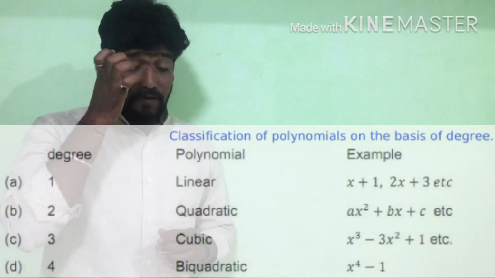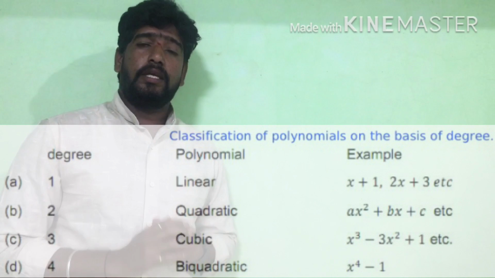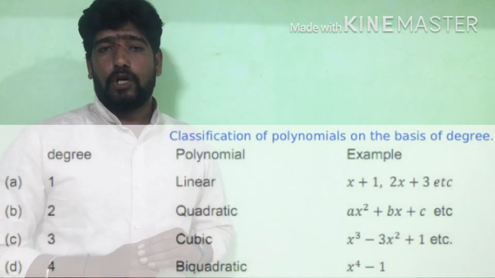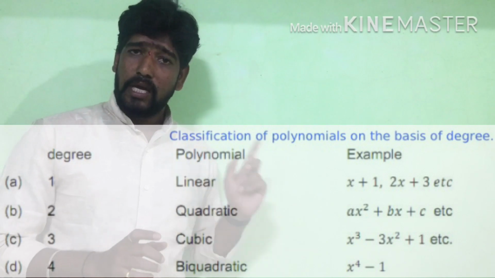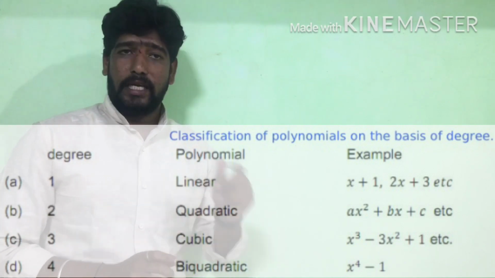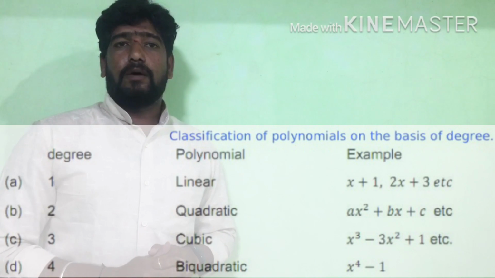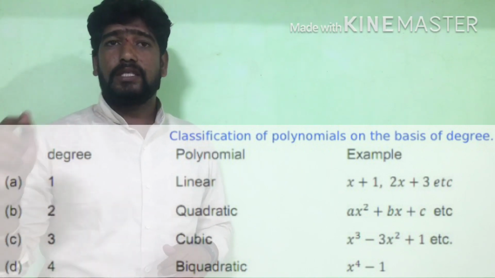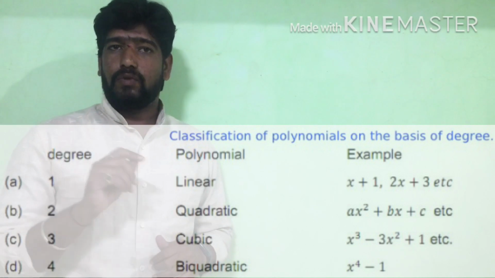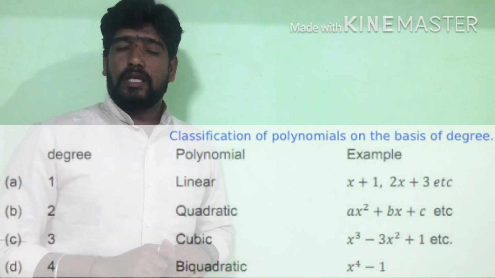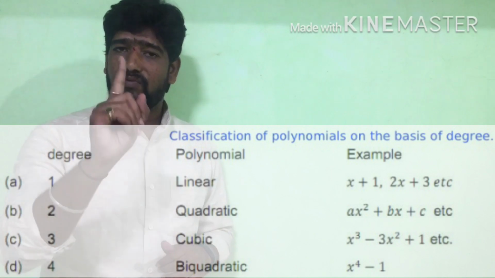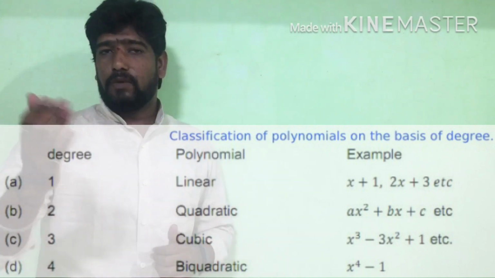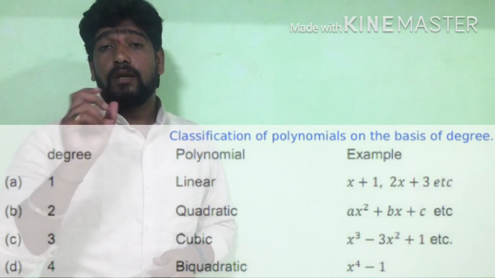First, if the polynomial has degree 1, it is called a linear polynomial. Take an example: x plus 1, 2x plus 3. So here the degree is 1, the power of x being 1. Is it clear? And next, if the degree is 2, then that polynomial is called a quadratic polynomial.